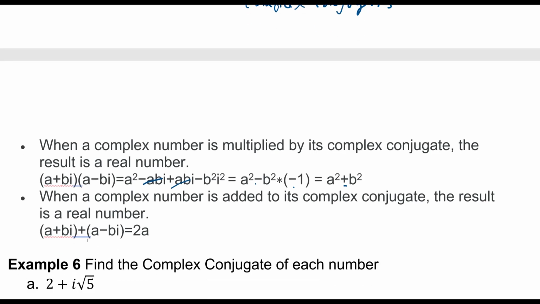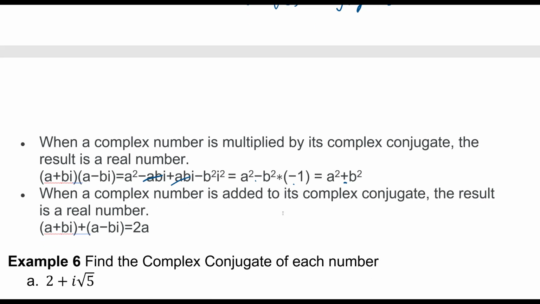When a complex number is added to its complex conjugate, the result is a real number. A plus bi plus a minus bi, the bi's will subtract out, and you end up with 2a.